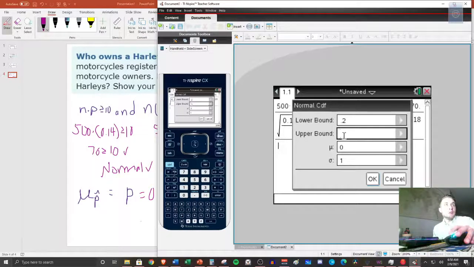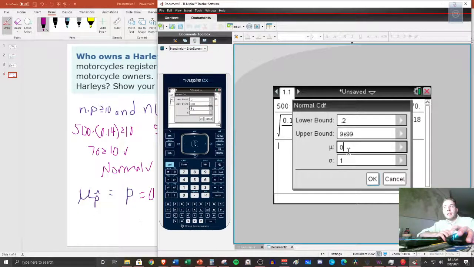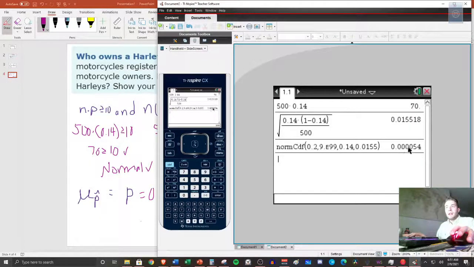Okay. The upper boundary, you can use this double E99, where basically it's positive infinity. You could get away with putting a 1 in here if you want to, okay? It should work, okay? But I like to always be in the habit of using infinity, so I don't have to even worry about it once I have my boundary. We have our mean of 0.14, and then we just got our standard deviation of 0.0155. So we hit OK.